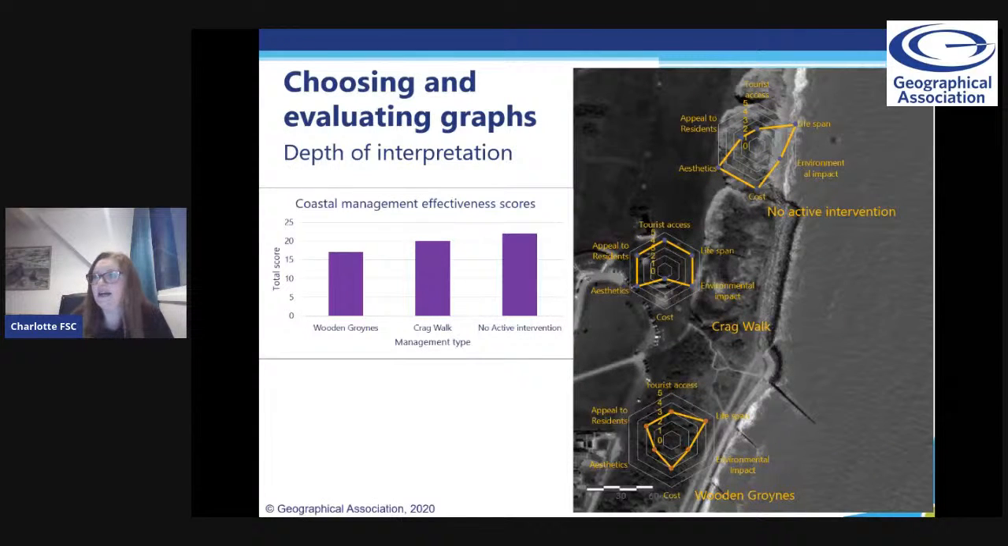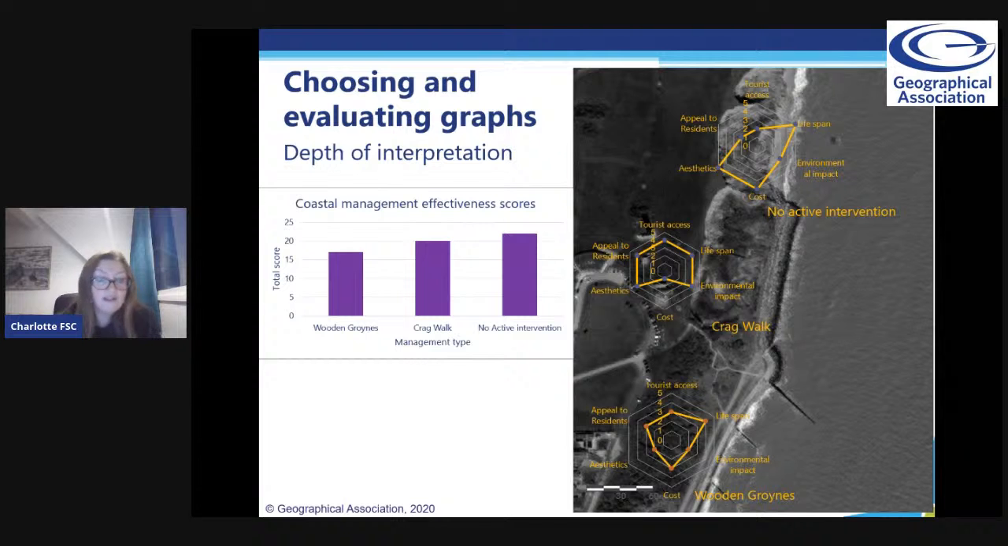So from that, we can clearly tell that no active intervention or do nothing seems to have the best effectiveness on the management front. Now, while you might be surprised to hear that, there's no further information within that graph telling us how it got that score. So you might think, oh, well, how can not doing anything be a really effective coastal management option? We'll see in a second.